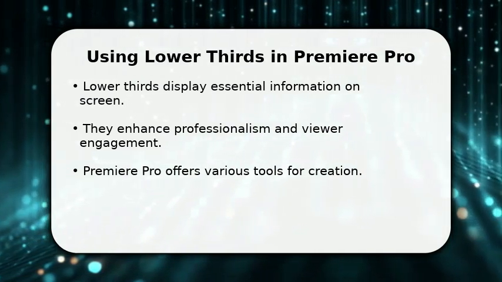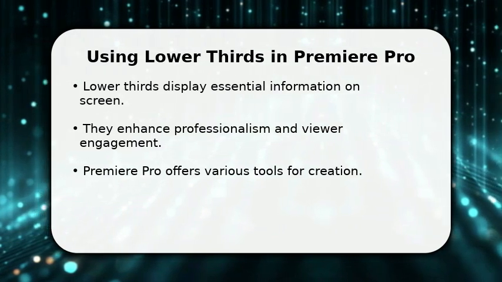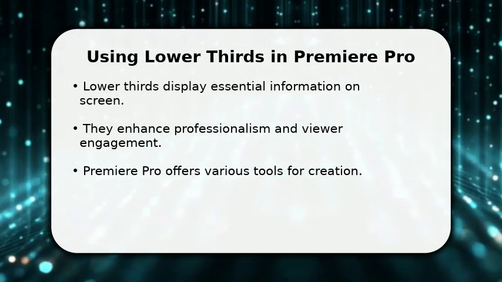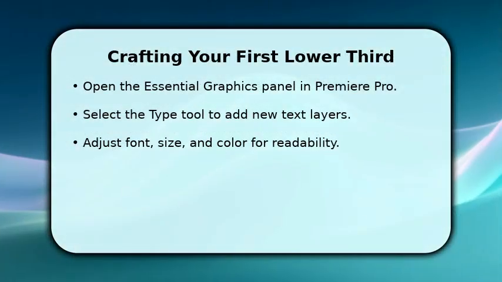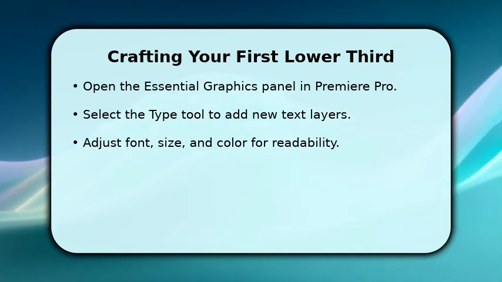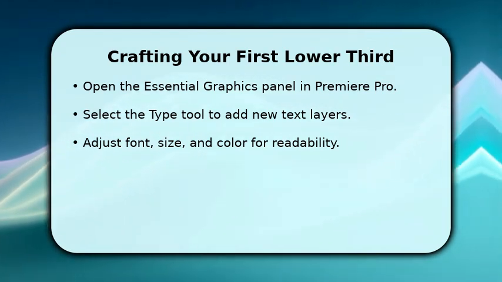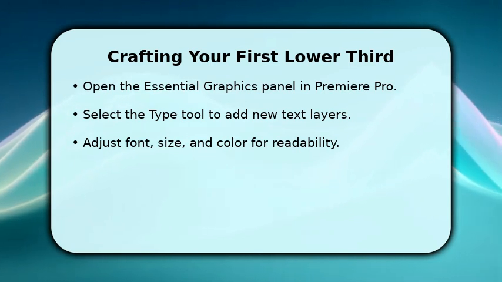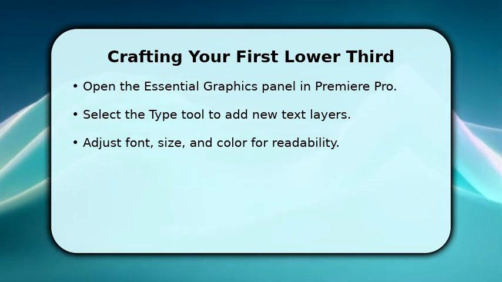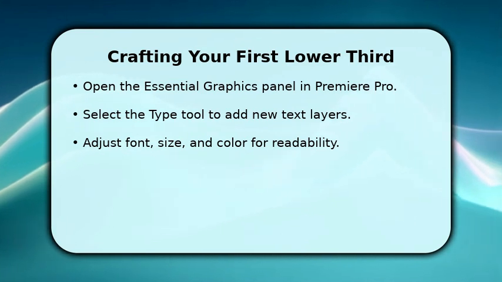This guide will help you master the techniques for effective on-screen text, ensuring your audience receives key information clearly and concisely. To begin, navigate to the Essential Graphics panel in Premiere Pro. From there, select the Type tool to create a new text layer directly on your program monitor. You can then easily adjust the font style, size, and color to match your project's aesthetic.